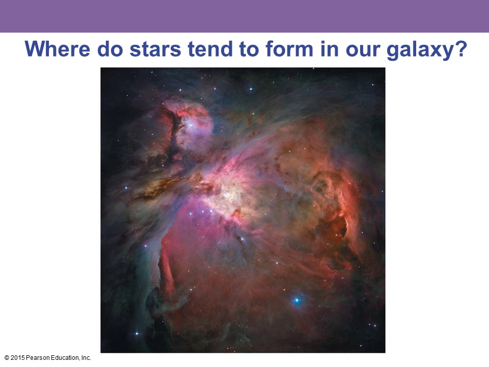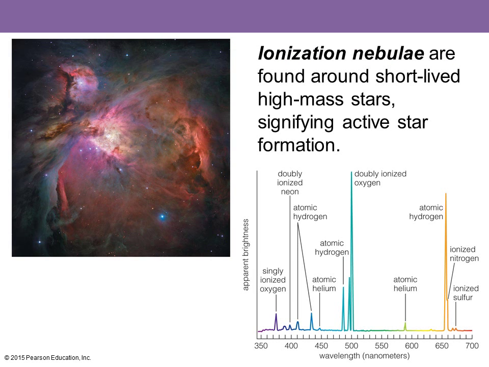So where do stars tend to form in our own galaxy? Well, we have these objects called ionization nebulae. They're found around short-lived high-mass stars, signifying active star formation. These stars don't live for long, but in the time that they do exist, and once they blow up, you see in the bottom right here the kinds of elements that they'll actually produce.